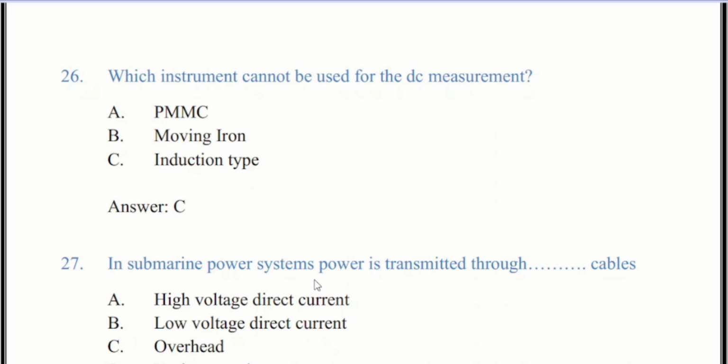PMMC is only used for DC measurements. Moving iron type instrument can be used for both AC as well as DC measurements. Rectifier type instruments are used for both AC and DC measurements.